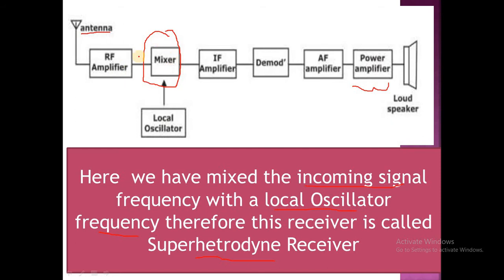Here we have the mixer. We have to mix both the incoming signal frequency as well as the local oscillator frequency. After mixing, we are giving it to the IF amplifier, that is intermediate frequency amplifier. After that it will be passed through the demodulator, AF amplifier and then power amplifier, and then it is applied to the loudspeaker there. Remember guys, heterodyne means always mixing. What we are mixing here is the incoming signal frequency along with the local oscillator frequency by using the mixer circuit there. So it is the basic block diagram involved in the super heterodyne receiver.